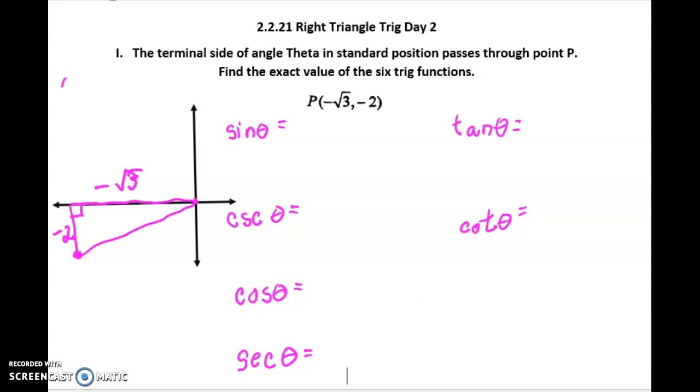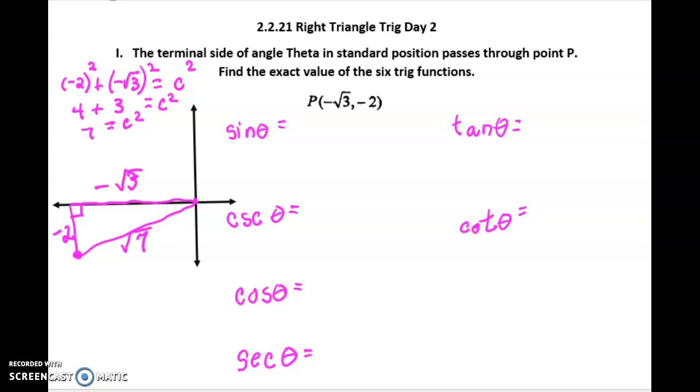So we have negative 2 squared plus negative square root of 3 squared equals c squared. Negative 2 squared is 4. Negative square root of 3 squared is 3. So 7 equals c squared. So c, the hypotenuse, is equal to the square root of 7, always positive.